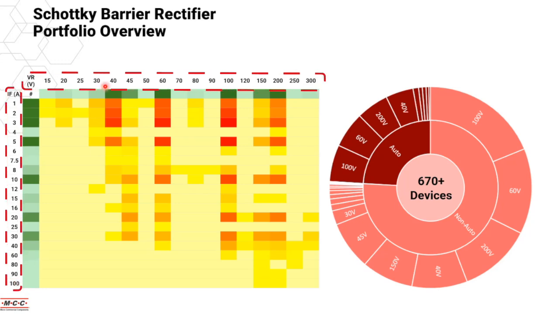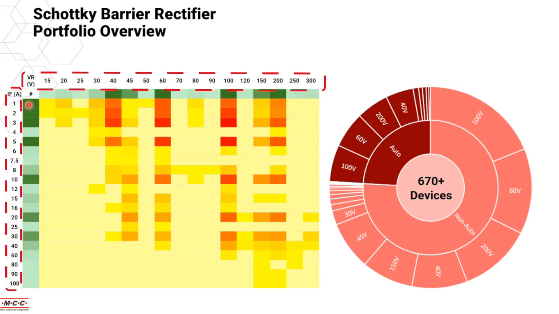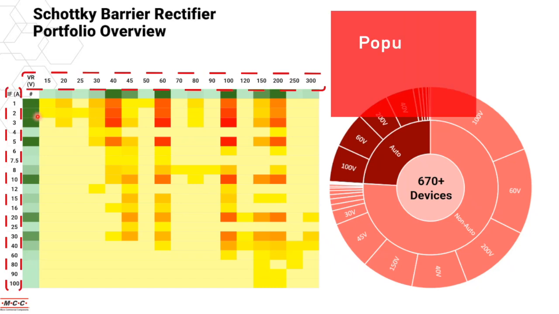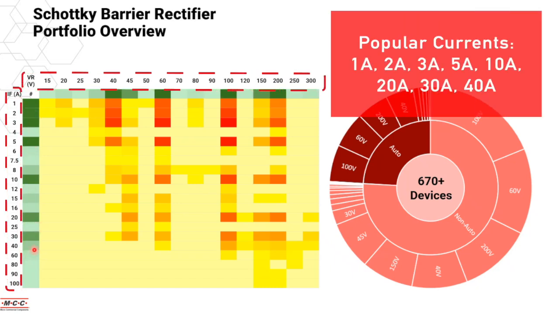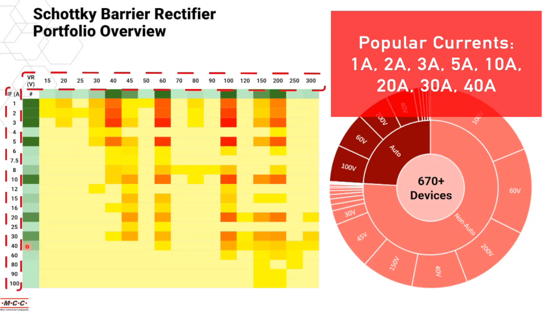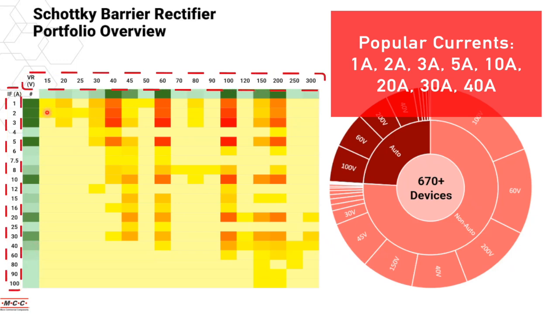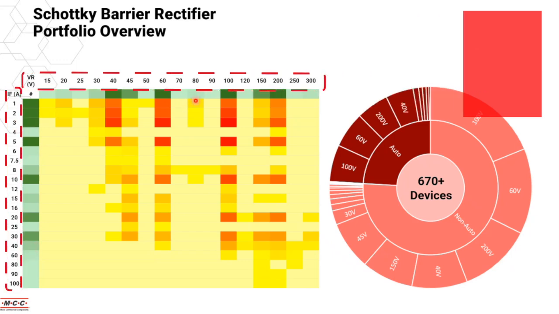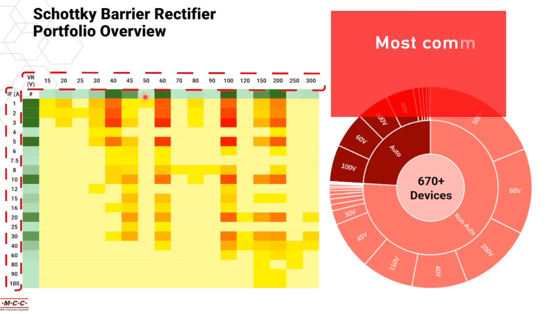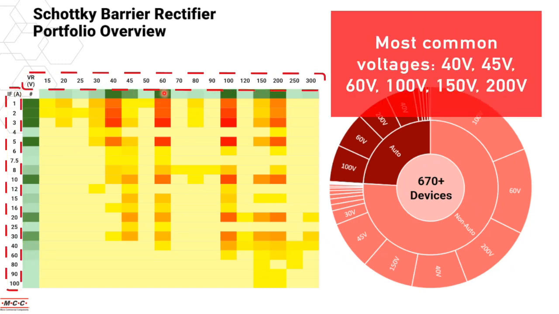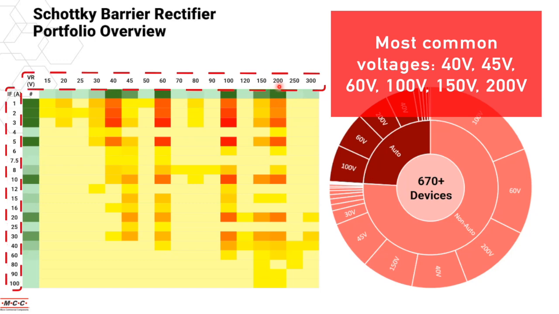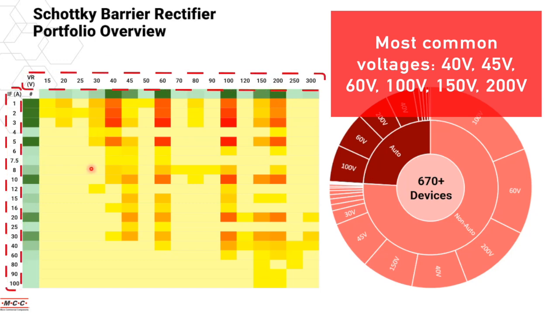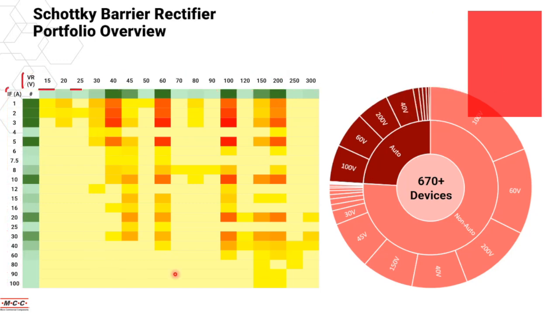Again, if you look at the heat map itself, 1 ampere, 2 amperes, 3 amperes, 5 amperes, 10 amperes, 20, 30, and 40 amperes are those common options available. And 40 volts, 45 volts, 60 volts, 100 volts, 150 volts, 200 volts. These are all the common voltages for the Schottky barrier rectifiers.